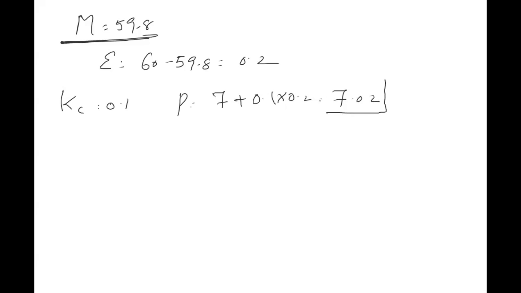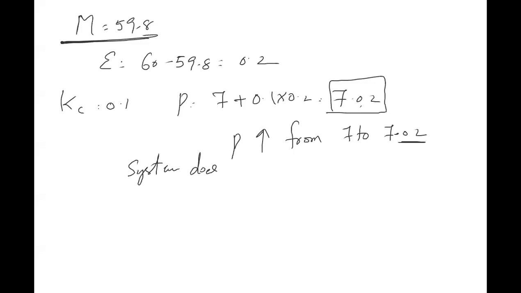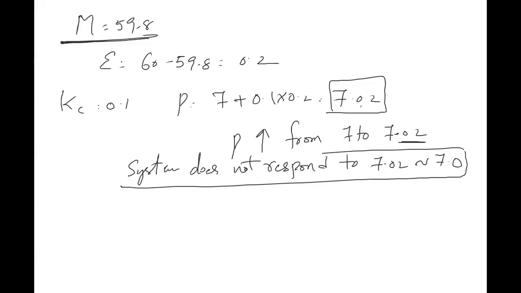Does the system respond to 7.02? Because the incremental pressure is only 0.02. So pressure increased from 7 to 7.02. Does the system respond to such a small value? The system doesn't respond to 7.02 because it is as good as 7. Did everybody get this point?